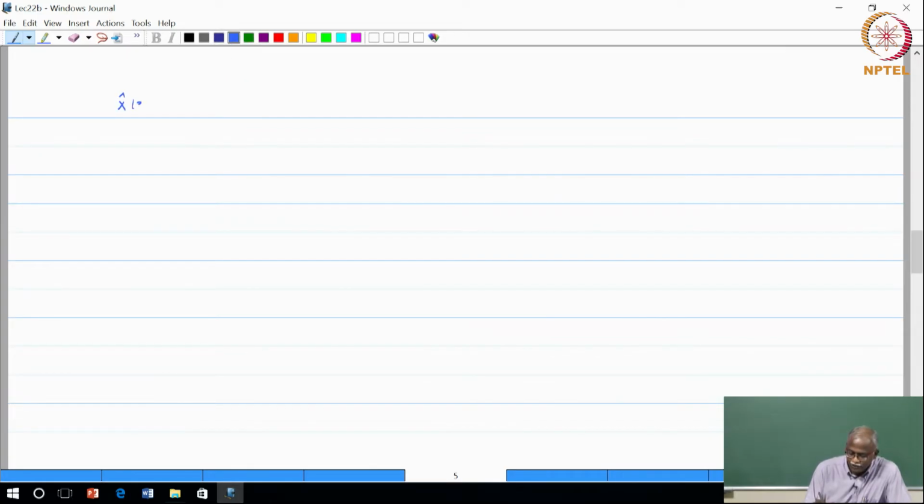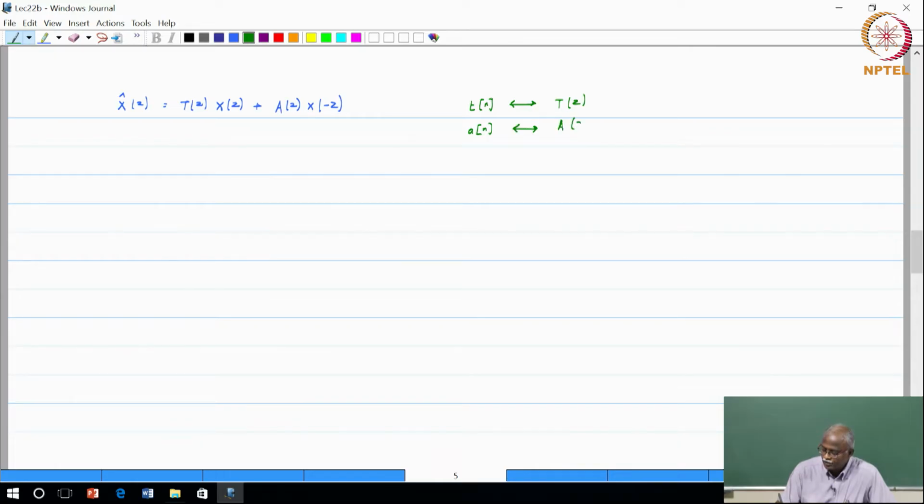So X hat of Z is equal to T of Z times X of Z plus A of Z times X of minus Z. Right? That is an input output relationship for the two channel maximally decimated filter bank. Okay. Now supposing we had the following, that T of Z corresponded to an impulse response T of n. Basically let us say that the time domain representation of that transfer function is characterized by an impulse response, and in the same way A of n was the inverse z transform of the transfer function A of Z.